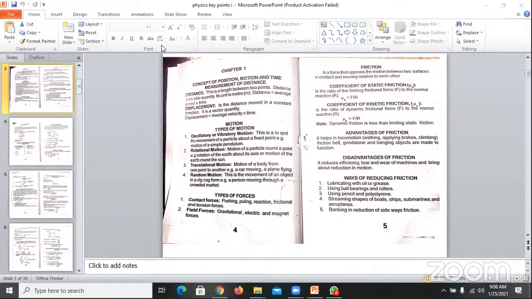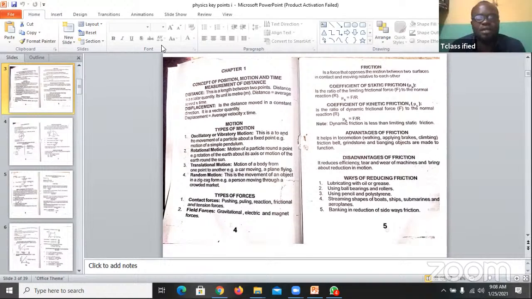Now, what are the ways you can use in reducing friction? Number one, you can reduce friction by using what we call lubricating oil or grease, using ball bearings and rollers, using pencils and polished terrain. You can use streamlined shapes of bodies. When you shape your body in a streamlined shape, it helps them to move and avoid friction. Submarines and airplanes are designed in such a way that friction is greatly reduced.